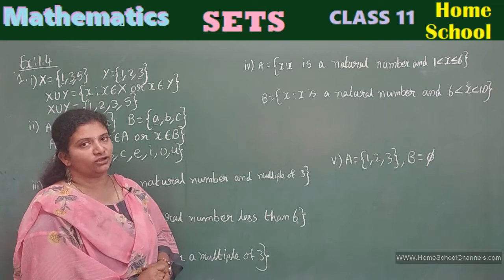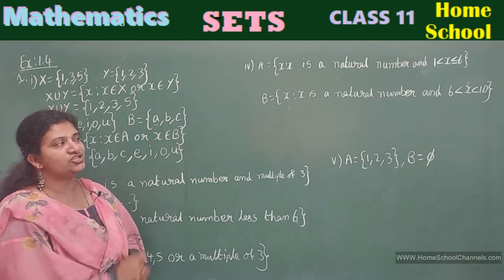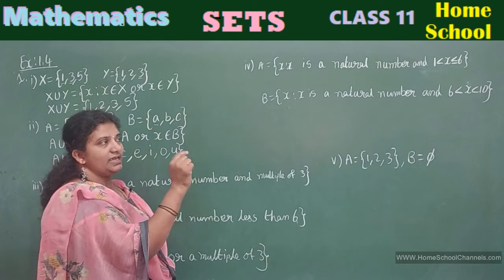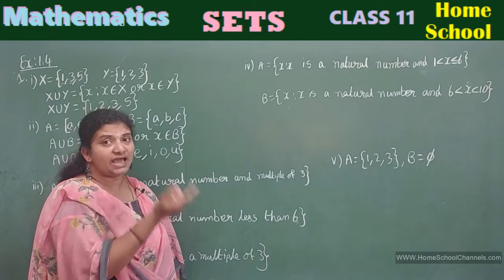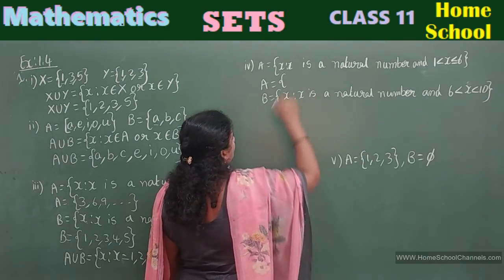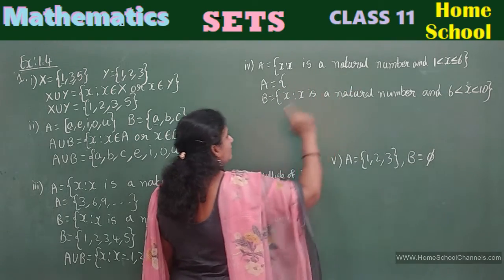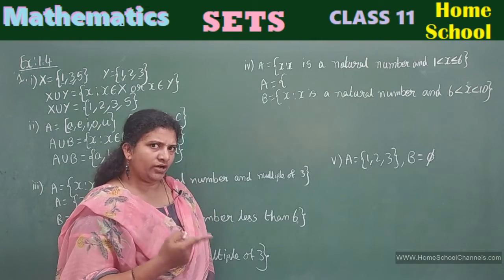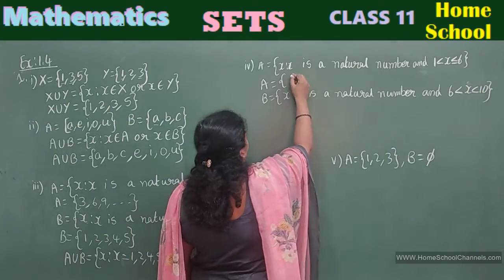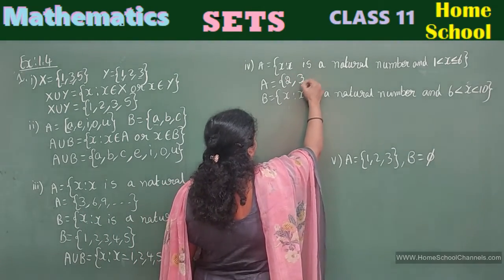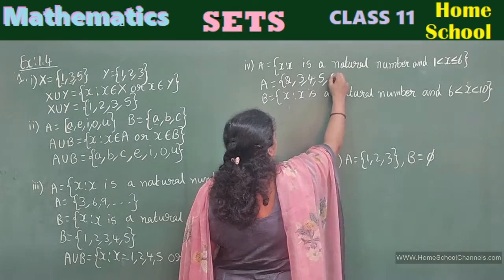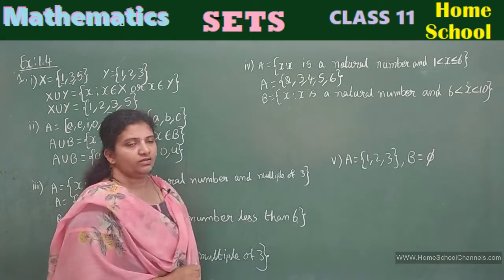A is equal to set of all X such that X is a natural number, and X is greater than 1 and less than or equal to 6. Okay, write it in roster form. X greater than 1. Greater than means 1 is included or excluded? Greater than 1, so 1 won't be there. 1 is excluded. So write the next natural number: 2, 3, 4, 5. Less than or equal to symbol is there, means 6 is included.